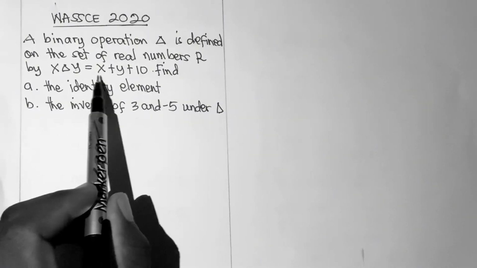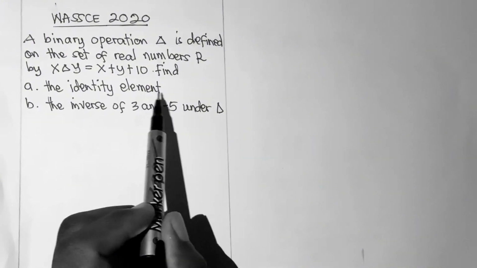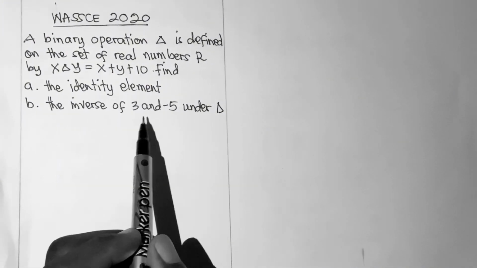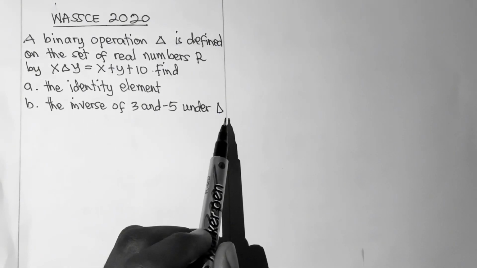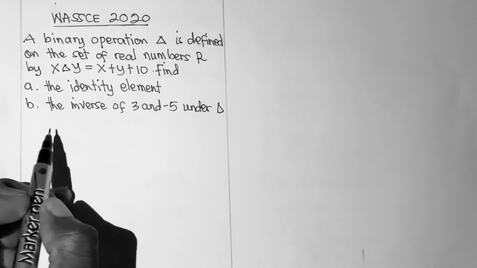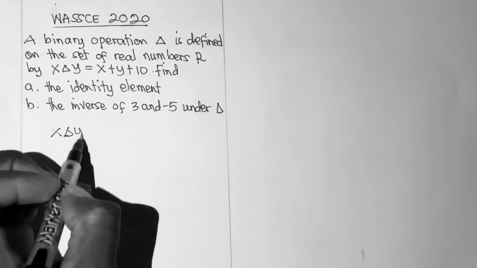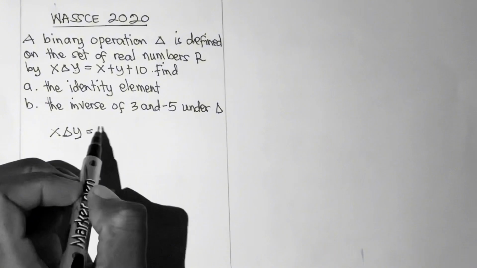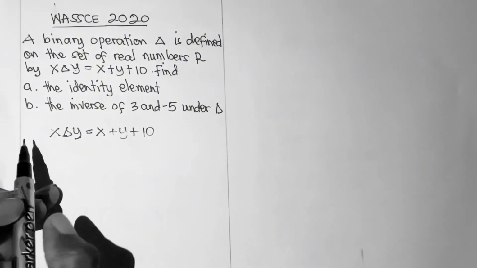by x operation y equals x plus y plus 10. Find A, the identity element, and then B, the inverse of 3 and minus 5 under the operation delta. So now, the operation is x operation y equals x plus y plus 10.